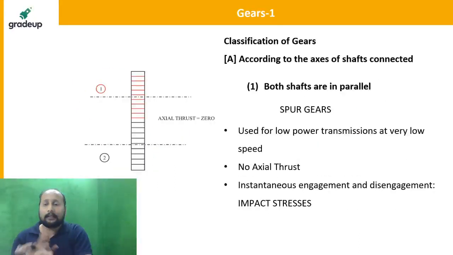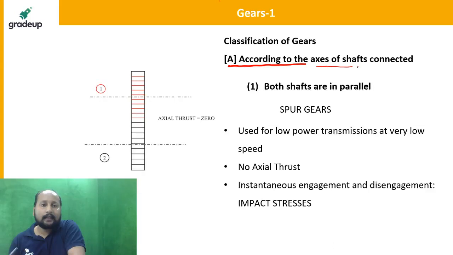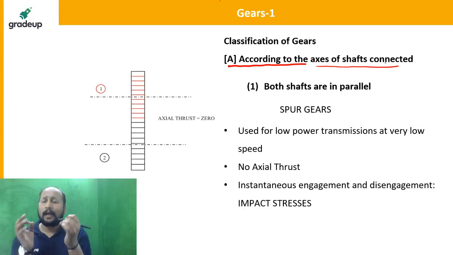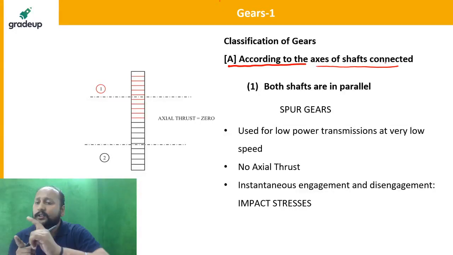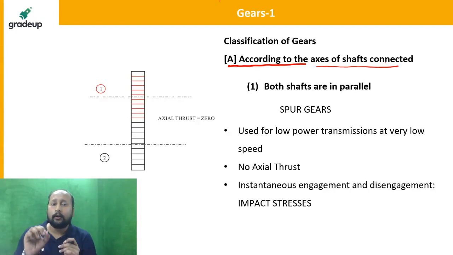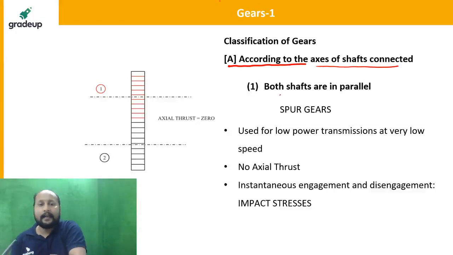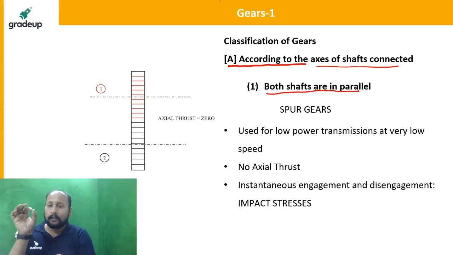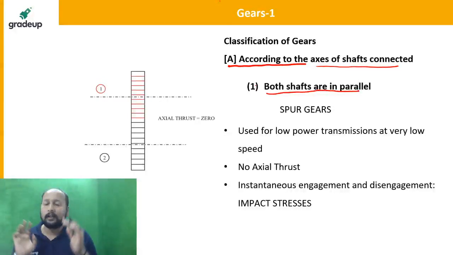Now, we'll be discussing the classification of gears, which is very important for understanding how we can define gears based on different criteria. Let us discuss the first classification of gears, that is according to the axis of the shafts connected. Because what is the application of gears? You need to transmit power from one shaft to another shaft. The first case is when both shafts are parallel, that means the driven shaft and the driving shaft are parallel to each other.